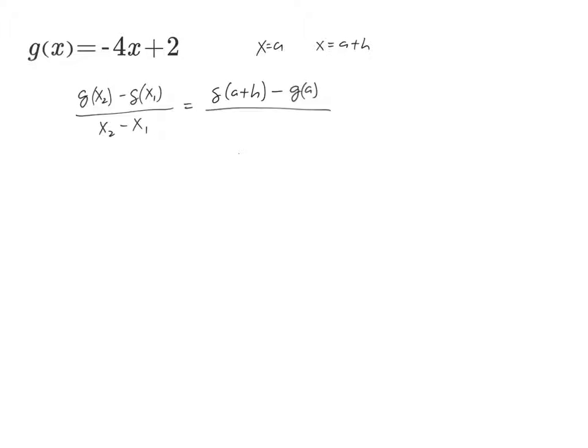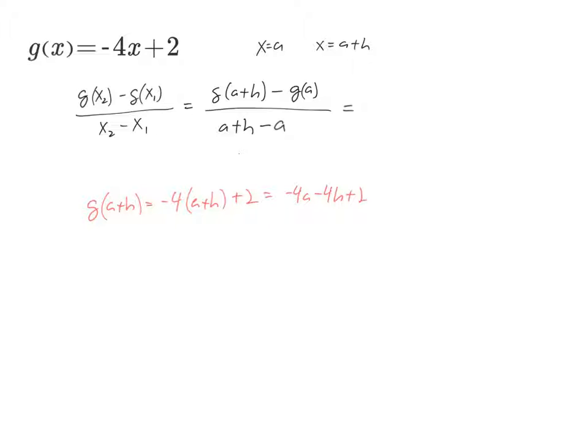Now all over x2. Once again, x2 is this one right here, a plus h, and then minus this one right here, which is going to be minus a. Now if I plug g of a plus h into my function, so let's do that in a different color. g of a plus h is going to be negative 4 times x, which is now a plus h, plus 2, which ends up being negative 4a minus 4h plus 2, and that's what we got there.